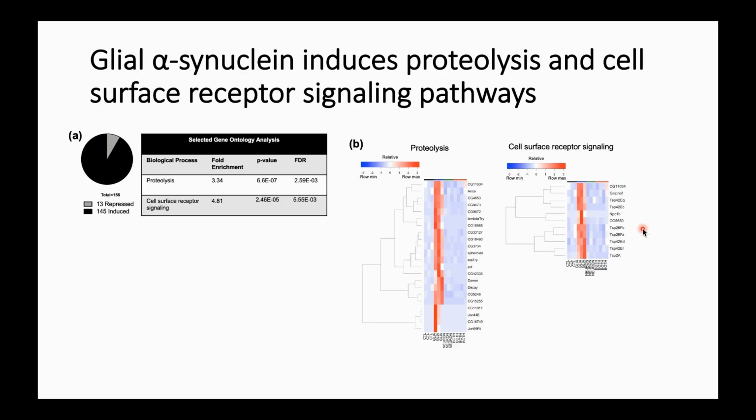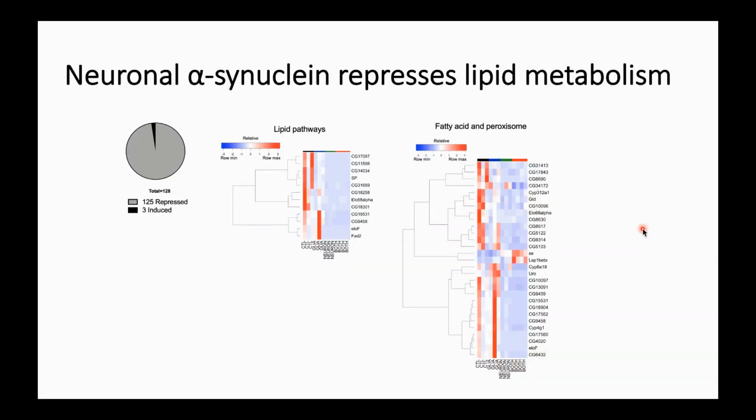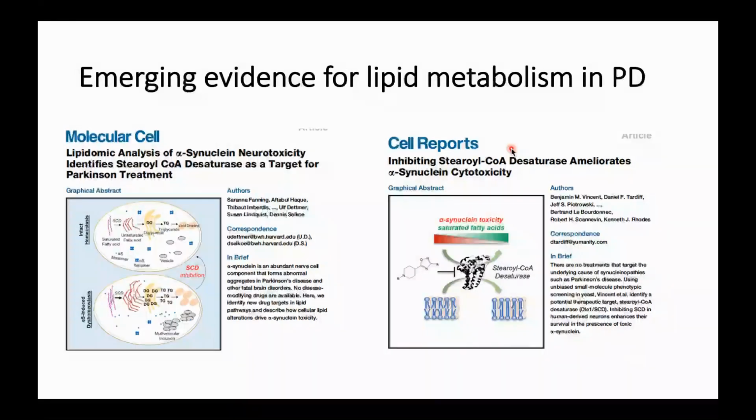In contrast, the genes that were downregulated in the presence of neuronal alpha-synuclein were largely related to lipid metabolism, both very generally and also specifically. There were many genes that were downregulated that are related to fatty acid metabolism. And this is interesting because it actually really nicely synergizes with some other work coming out of a couple of groups at Brigham and Women's, identifying fatty acid metabolism in particular as a new target for Parkinson's disease.